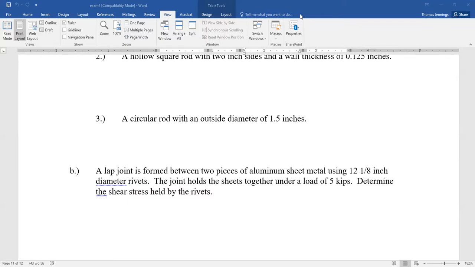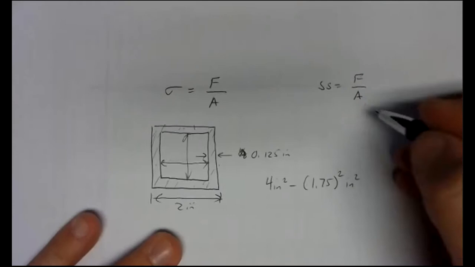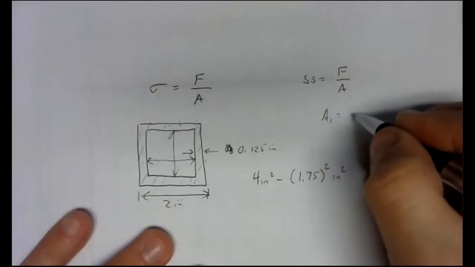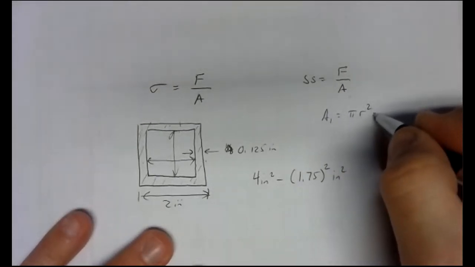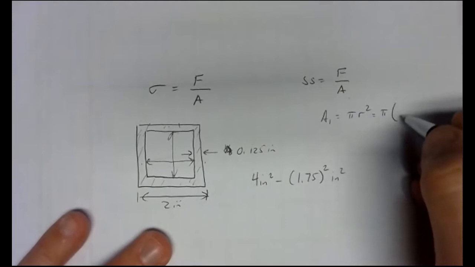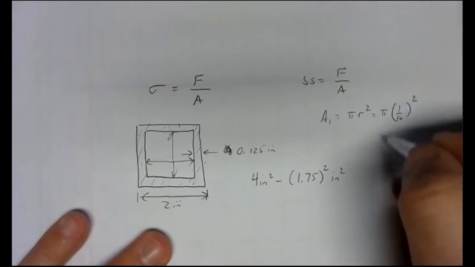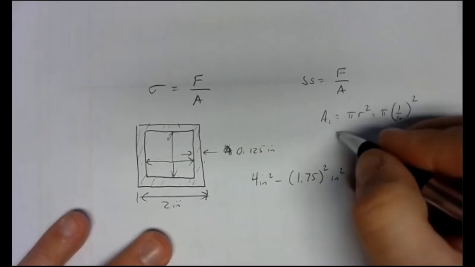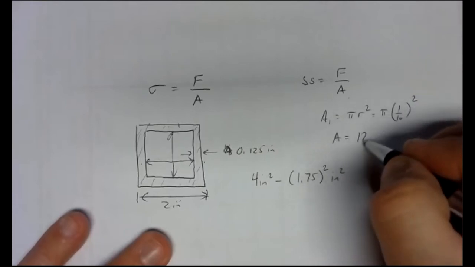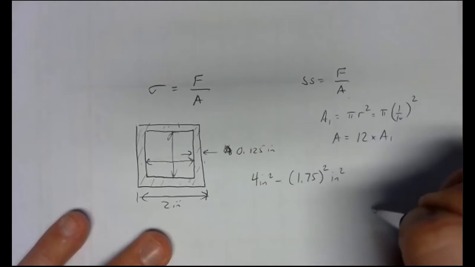So that one would look something like this with the shear stress. The area of one rivet would be pi r squared. That'd be pi times 1/2 of an 1/8, which would be 1/16, squared. So we'd find that area. The total area is 12 times the area for that one rivet.